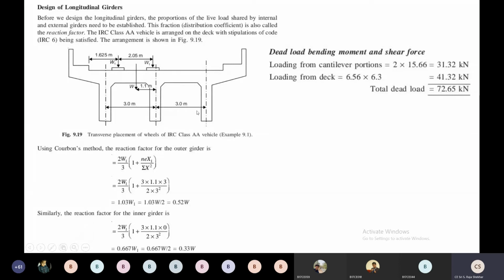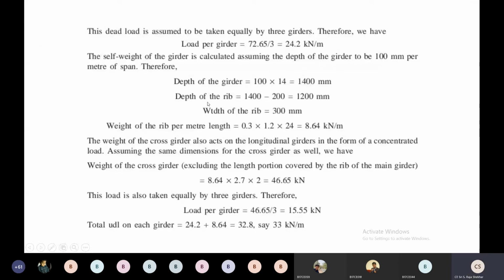So we need to distribute this total dead load to 3 longitudinal girders equally. అంటే ఏంటి, total load, therefore we have load per girder is 24.2 kilonewton per meter we are getting. Now for the calculation of total dead load coming onto the girder, చూసినామండి.